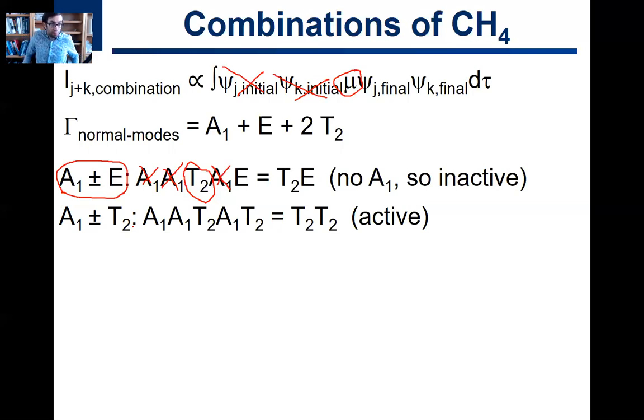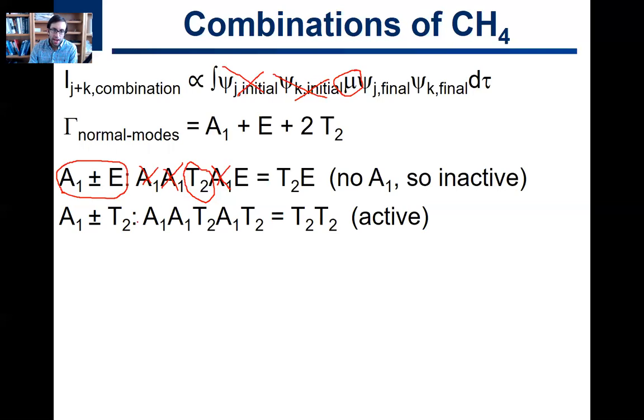Let's go on to A1 plus or minus T2. That is a combination that we could do. And there's actually 2 different versions of this, because we have 2 T2s. One was a bend, one was a stretch. Those have different energies. So we're talking about 4 different things here, because each of those 2 T2s also has a plus and a minus.